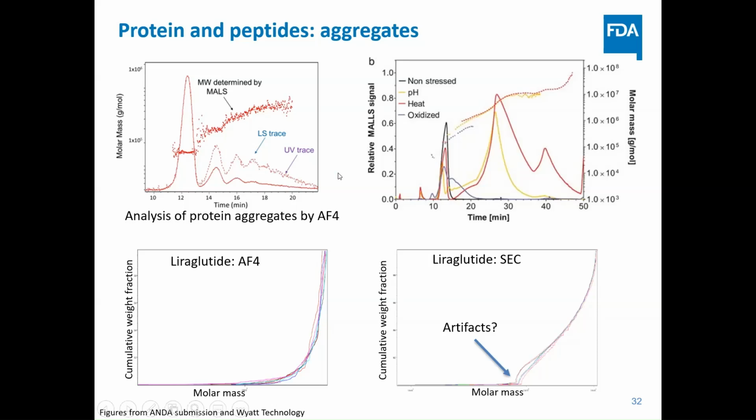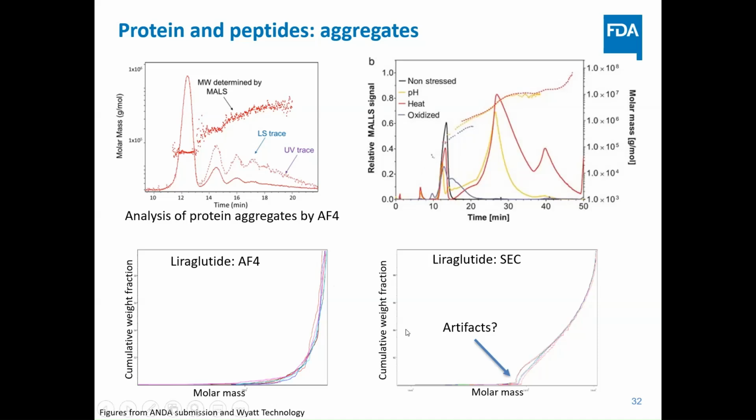As you can see, we use AF4 to study the stability of protein and peptide drugs under different stress conditions. In the top right, the aggregate with molar mass as big as tens of millions of Dalton can be easily characterized by AF4. But if we use SEC in this setting, it is probably limited because of the exclusion limit of the SEC column, so we may not get very good separation for the very big aggregate.